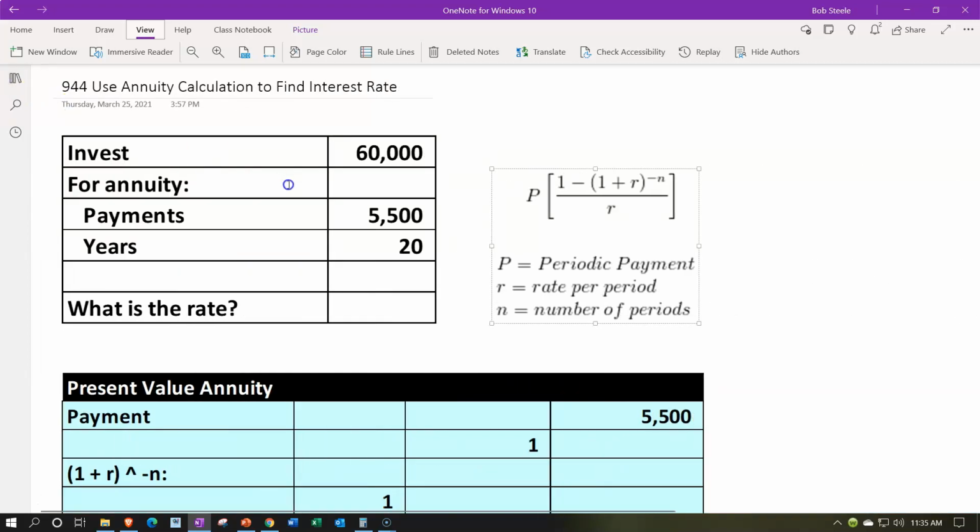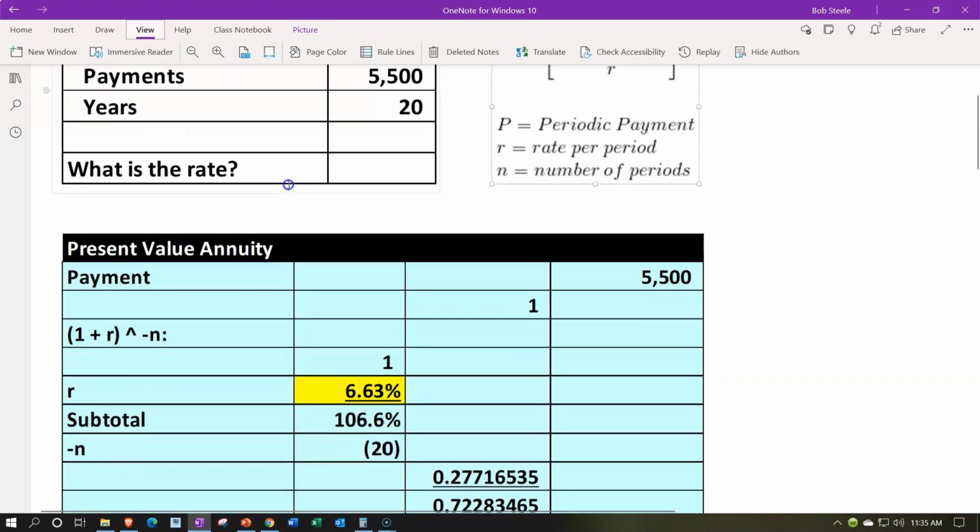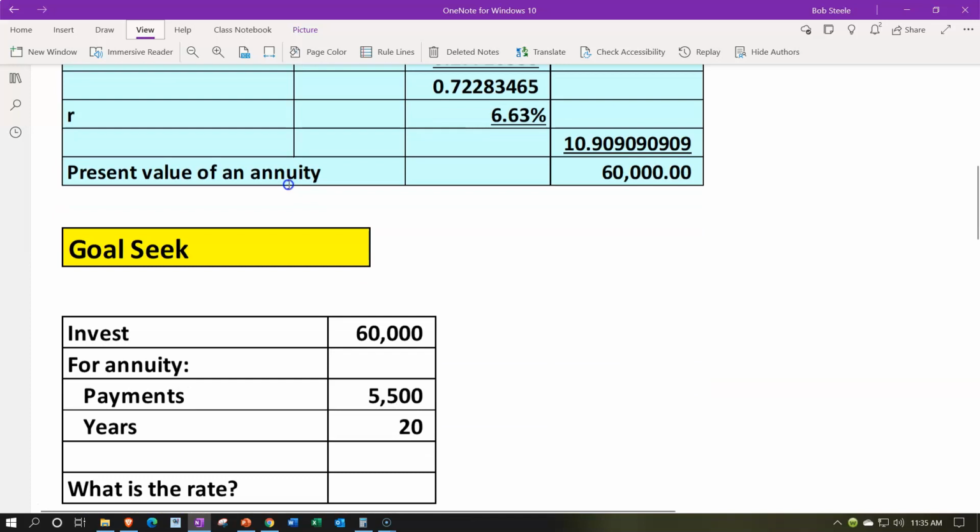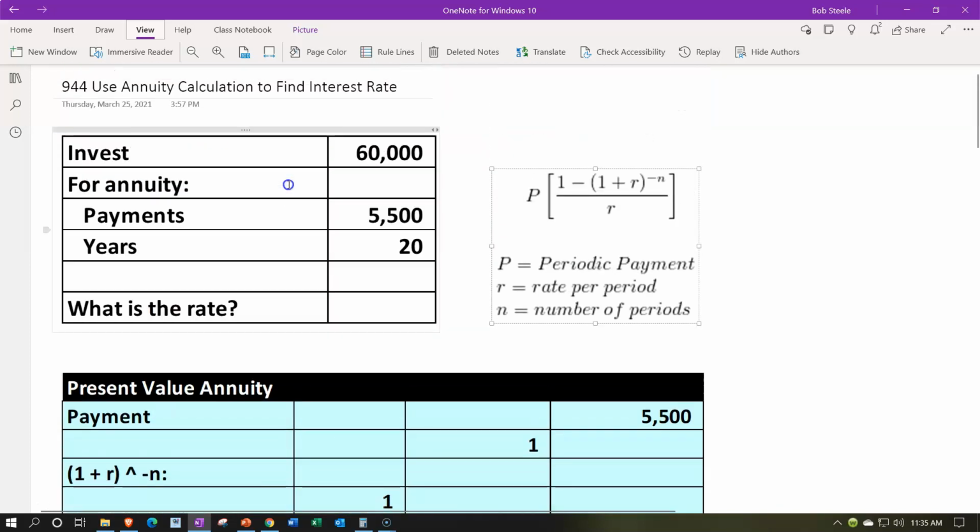Closing this back out, we're going to have our information up top. We'll then calculate down below in the blue area, and we'll do that calculation in a few different ways. So here is our scenario up top. We have the invest 60,000. We have the payments of 5,500 for 20 years. We're looking for the interest rate.